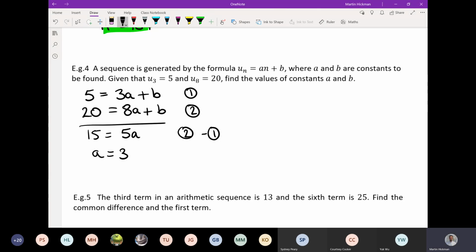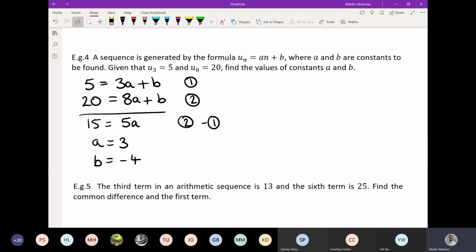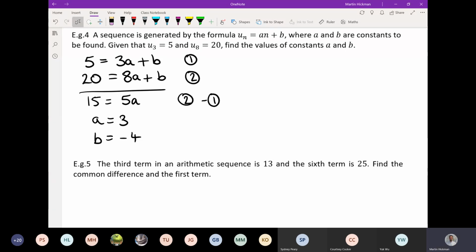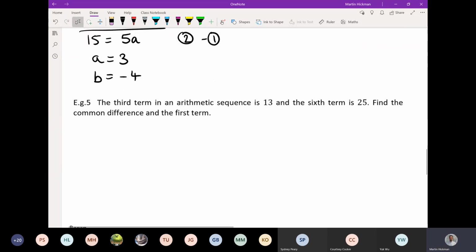And then just simply substitute a equals 3 into either equation. So I've just put it back in equation 1. 3 times 3 is 9. 5 take 9 leaves us with b as -4. You can solve simultaneous equations on your calculator, but to be fair, I think it's quicker to do that one without going on your calculator. You can see it's quite a quick one to solve.